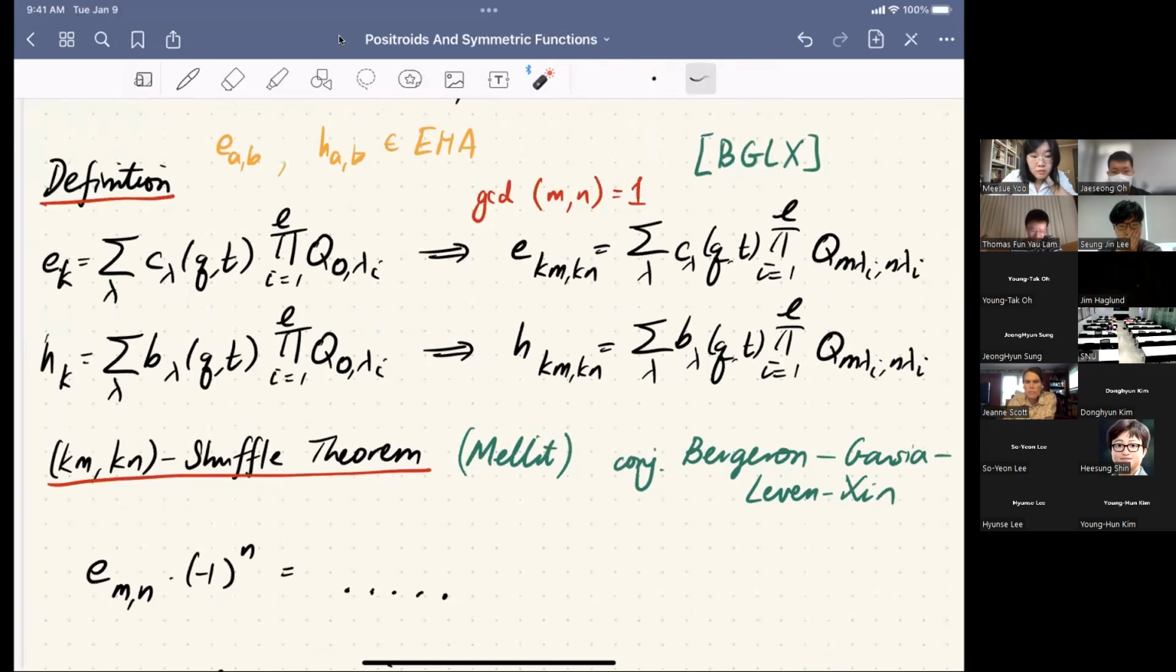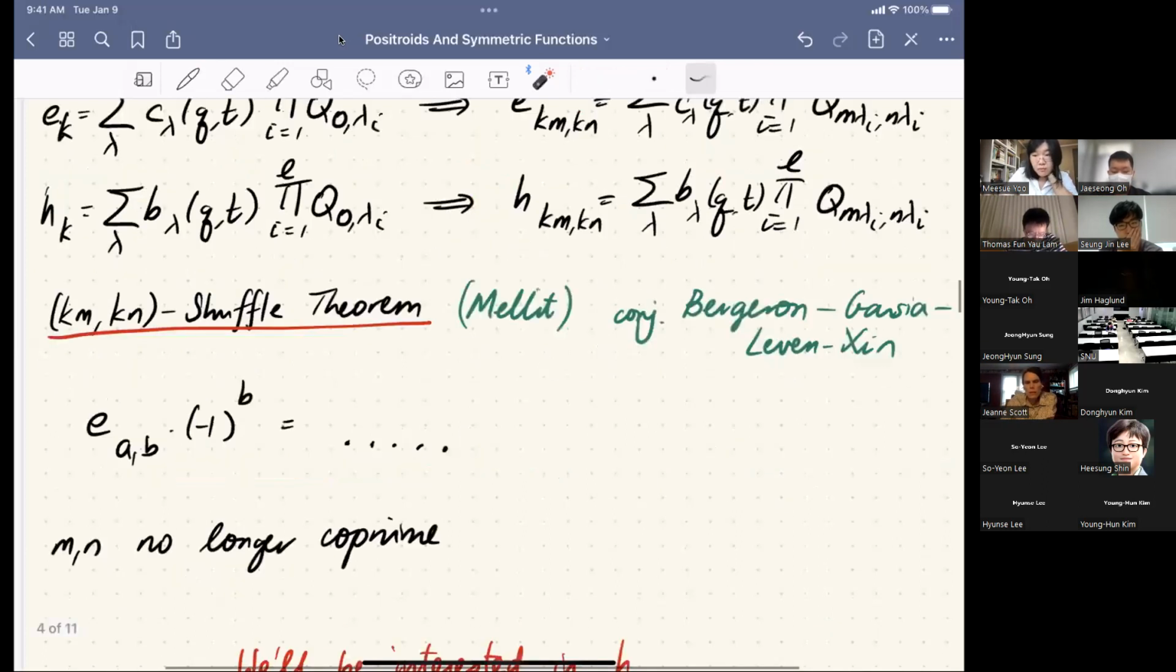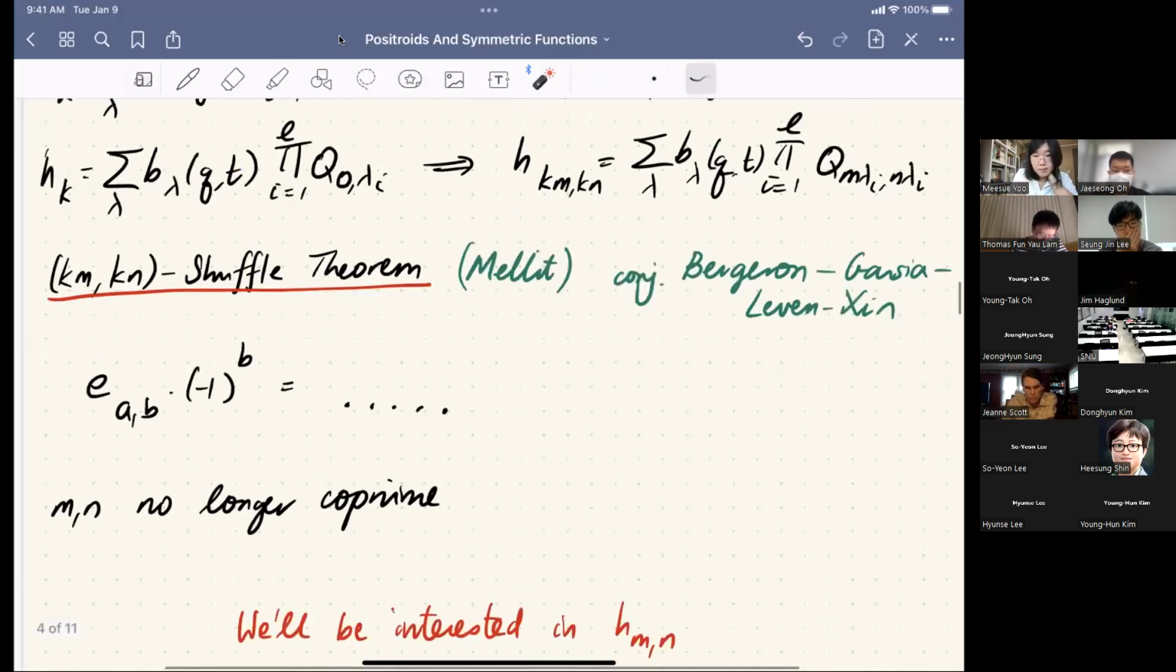They did much more than this. There was a compositional version of the shuffle theorem and so on. Again, it was proved by Mellit, and their conjecture, now theorem, tells you what E_MN does. But now I should really write E_AB. There's some positive formula for E_AB. Yes, so A, B are no longer coprime.